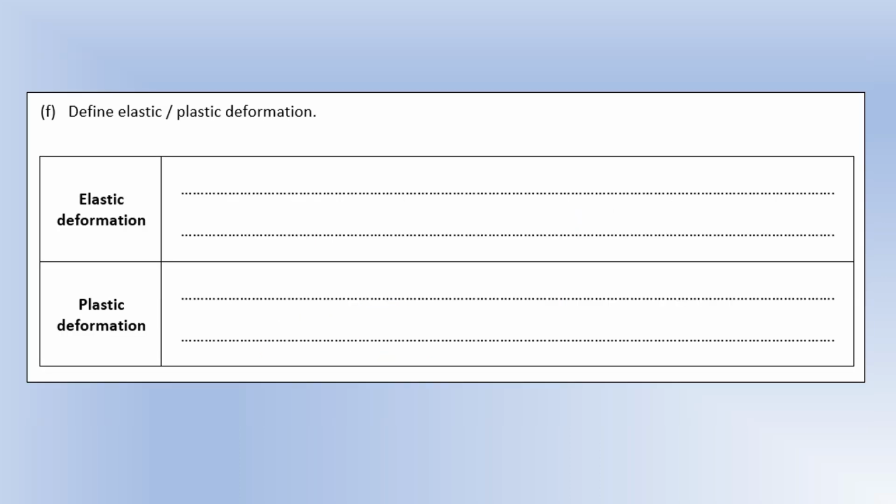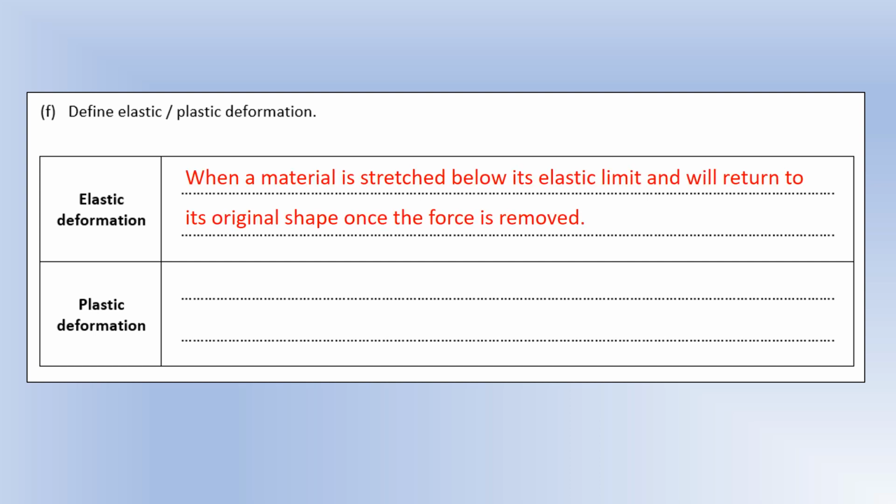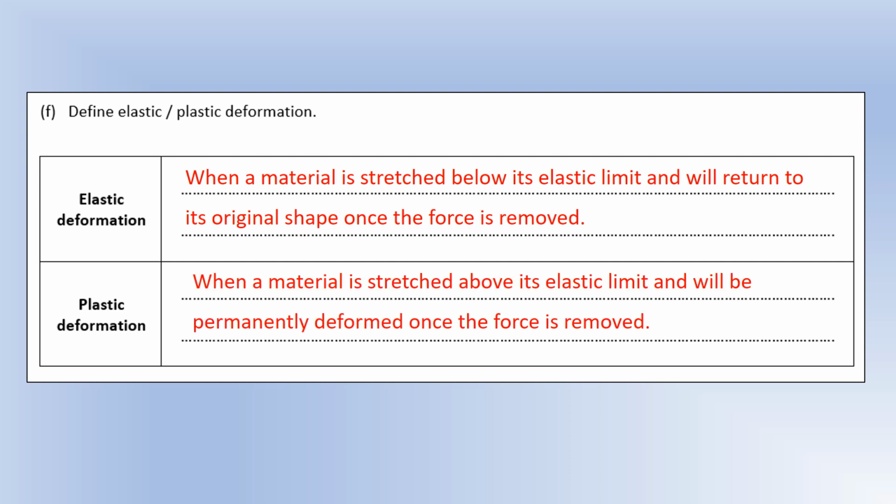Okay. So finally, defining what we mean by elastic and plastic deformation. To define ductile and brittle, we needed to talk about that, so let's be clear what we mean. Elastic means when you stretch a material, but you don't go past its elastic limit, so it will go back to the same shape once you take away the force. Plastic means that once you take away the force, the material is going to be permanently deformed or damaged.